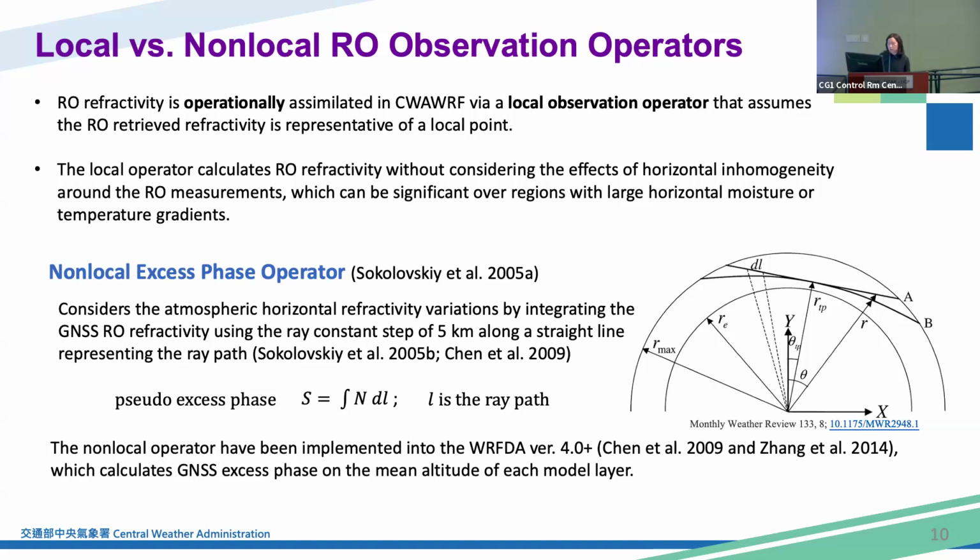The non-local operator can integrate the reflectivity along the red path, so it can show the regions with large horizontal moisture and temperature gradients. This non-local operator has been implemented in the WRF-DA system version 4.0 and above, which calculates the GNSS phase on the mean altitude of a model layer.